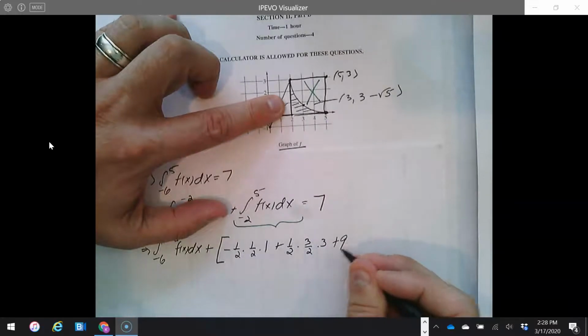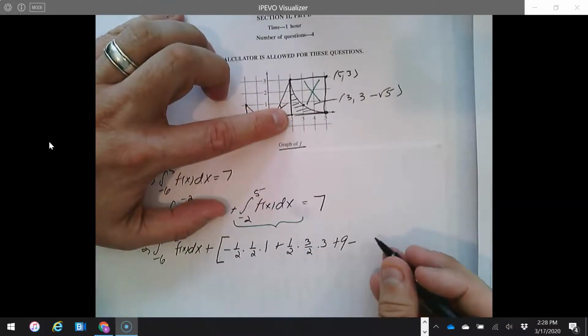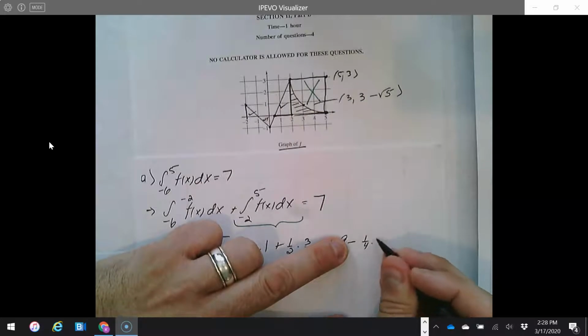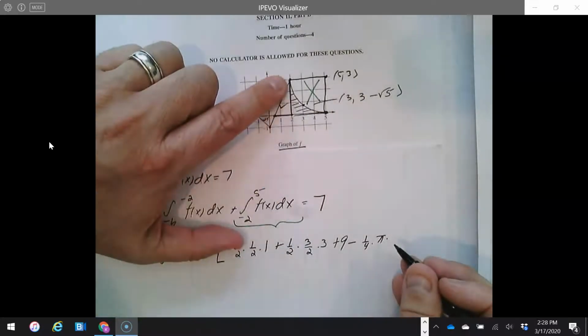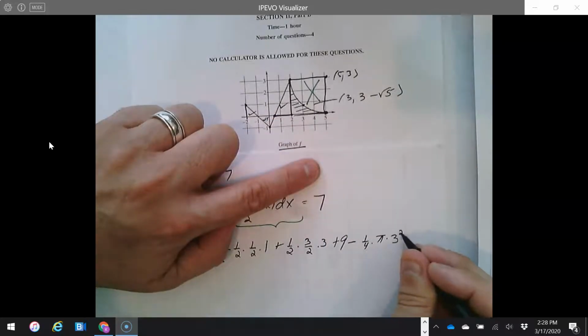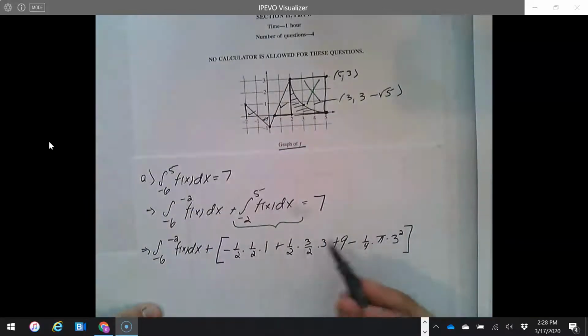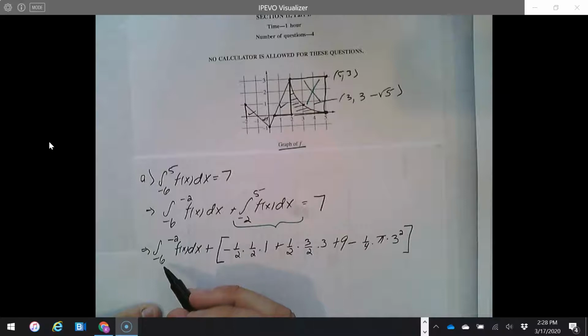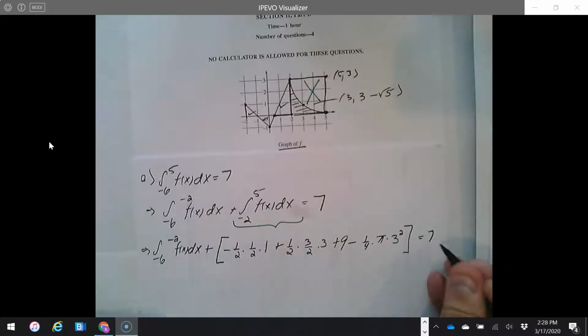So I'm going to start with an area of 9, and I'm going to subtract from this the area of the quarter circle, 1/4 of pi. My radius is 3, so 3 squared. All this is the area from -2 to 5. When I add this area with the area from -6 to -2, I'm going to get 7.